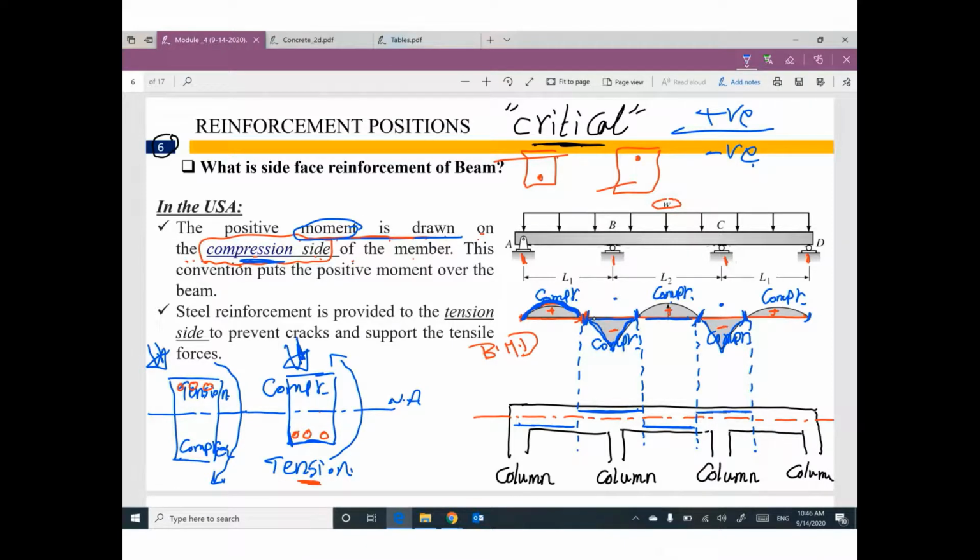For this part of the beam, the bending moment diagram is at the top. So compression will be at the top. So tension will be at the bottom. So the steel reinforcement is at the bottom. This information is critical, important, and significant to your understanding.